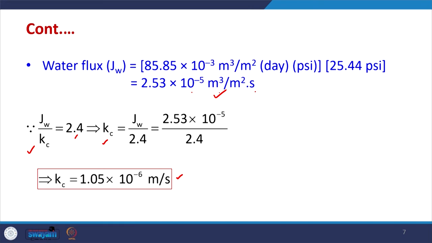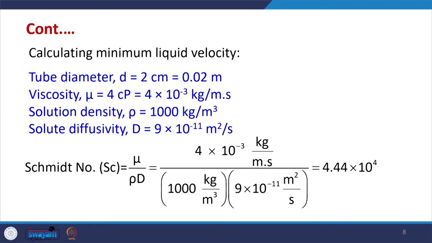Now, once this data is known, we can go ahead and find out the minimum liquid velocity. Already these values are known to us from the data itself. We are assuming the solution density to be 1000 kg per meter cube, because the concentration is very low, so we are assuming the density of water only. The solute diffusivity value is also given in the problem. It may be determined differently also, but it is given here in the problem.